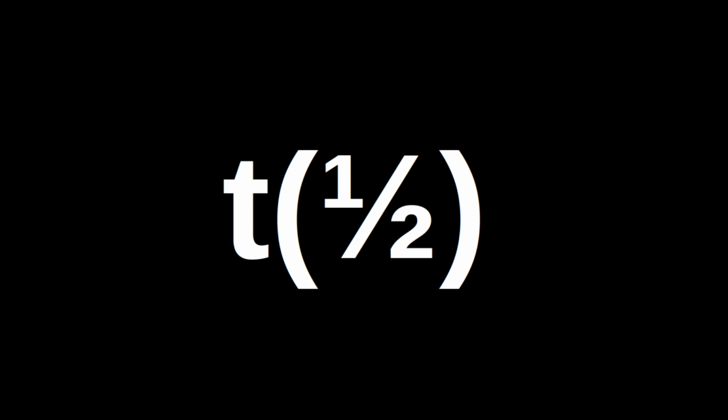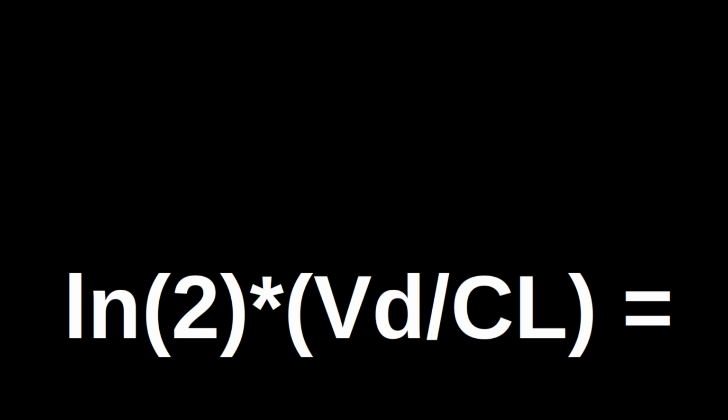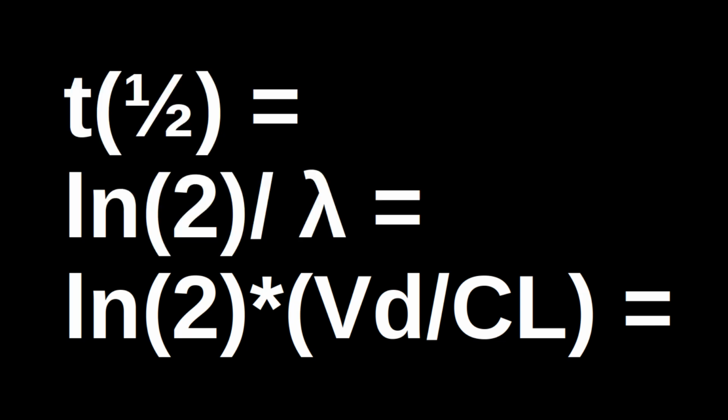T half is the half-life. Lambda is the elimination constant for that drug. VD, other than being venereal disease, is the volume that is distributed, and CL is the clearance rate. In theory, half-life is the same as the lambda constant and the drug dose, which should be the same as the volume of distribution and the clearance rate.